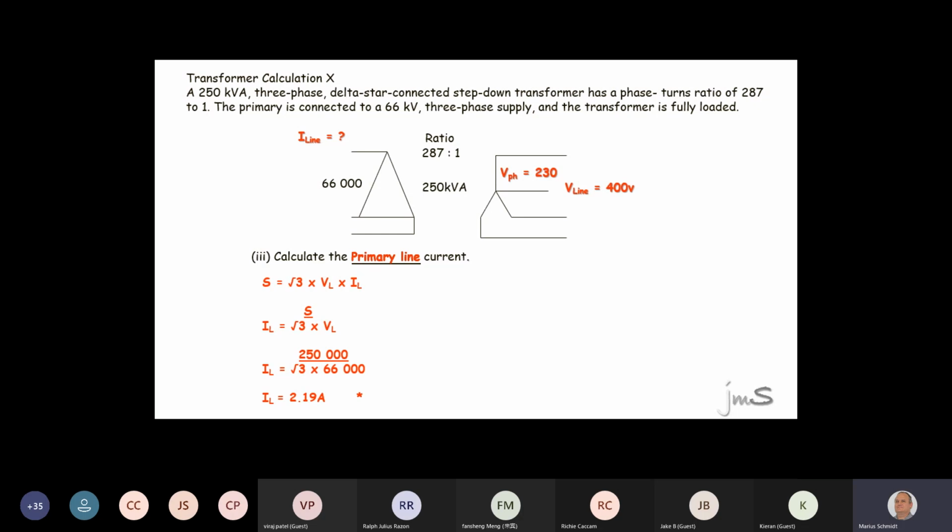Cool. Right. Next question. Now that we know what the line current is on the other side, can I work out the line current in the secondary side? Anyone going to try that? Can I give you a hint? Use the same formula. I'll transpose it, and now you type it in and see what you get. I'll give you 2 minutes.